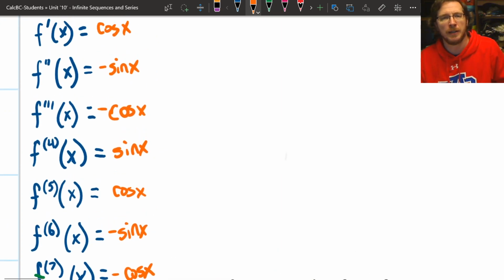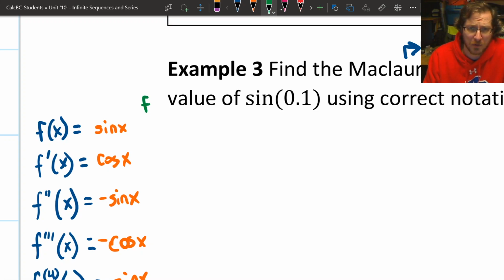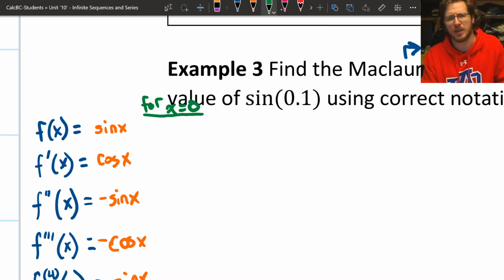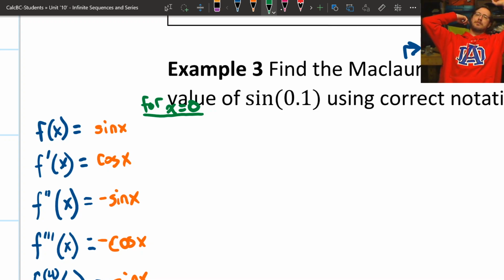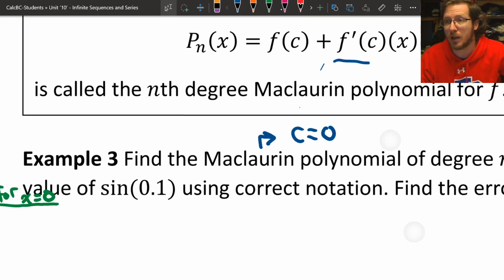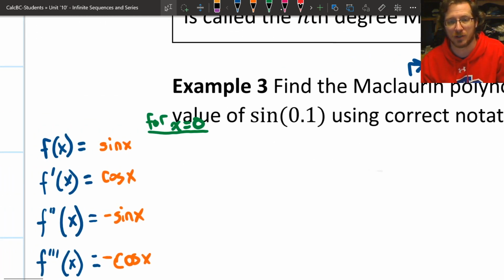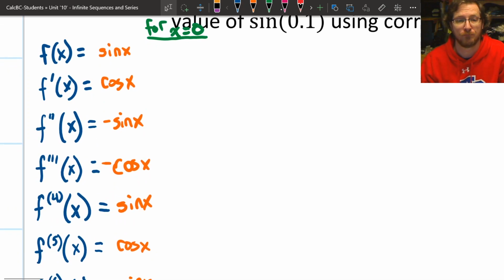All right, and we don't want just those functions. We want those functions evaluated at the center. Our center is 0, so I'm going to try to squeeze this in here for x equals 0. Let's evaluate each one of those. In our Maclaurin series, we are evaluating our function, its derivative, and so on when our center is input into that function, not just those derivatives themselves. So sine of 0 is 0.